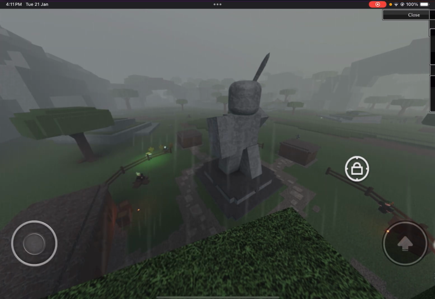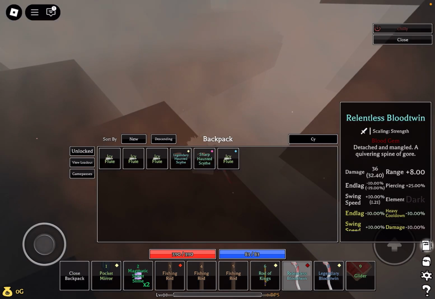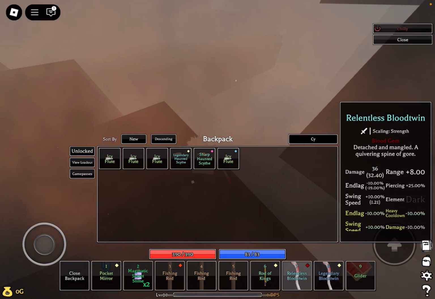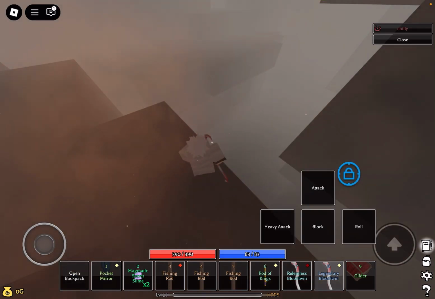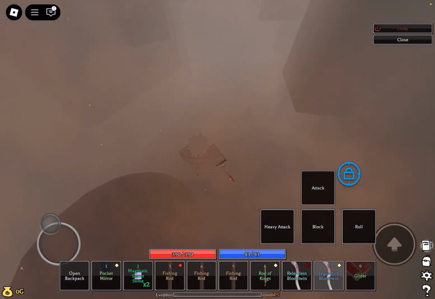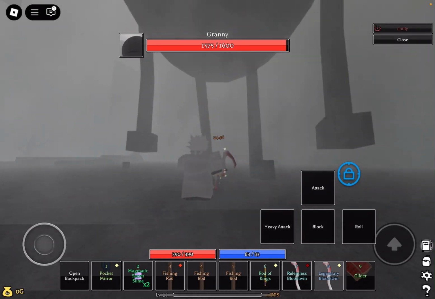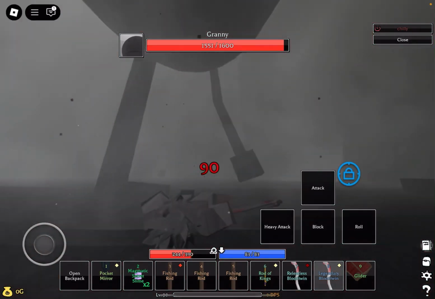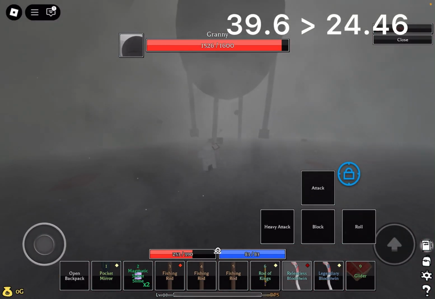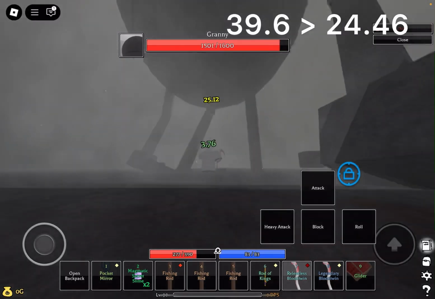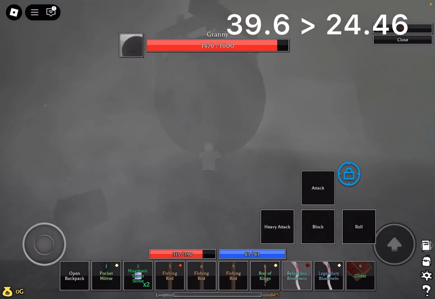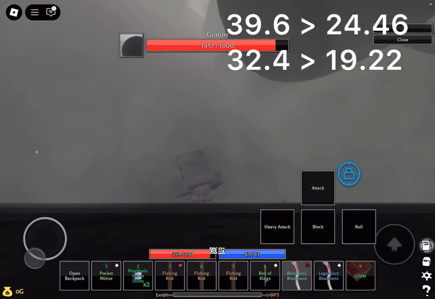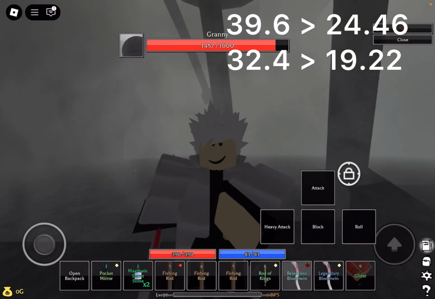Since we need 2 data points to get a slope, let's go back to Granny, but this time with 25 piercing instead. Okay, we're back. This time I'm going to be using Blood Twin because it has 25% piercing, and I'm going to be using Relentless and a legendary one so I can get 2 distinct data points. Okay, let's go in. Okay, Granny is here. So my 39.6 damage becomes 24.46, and my 32.4 damage becomes, okay, damn it, crit, 19.22. Okay, let's go plot the graph.